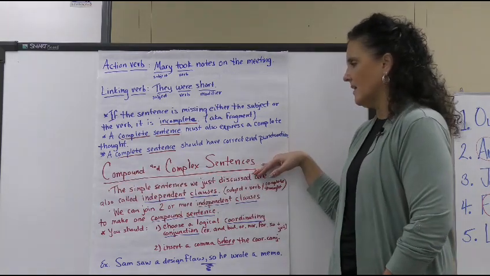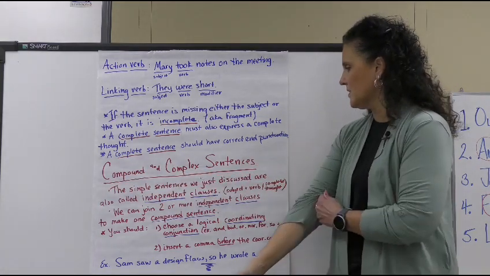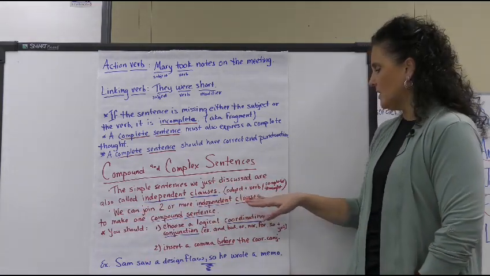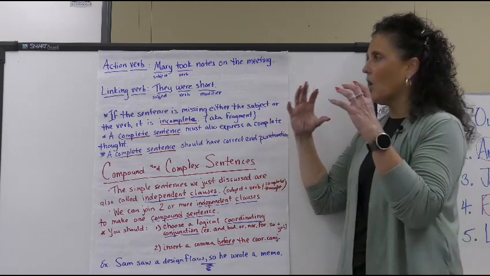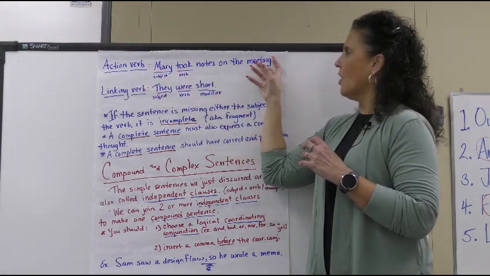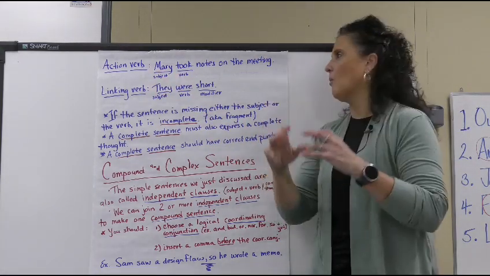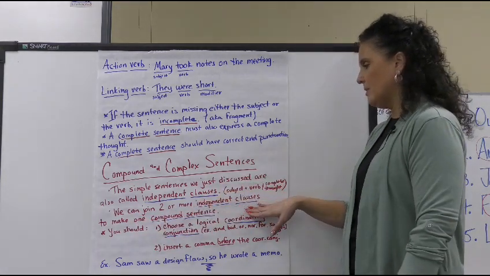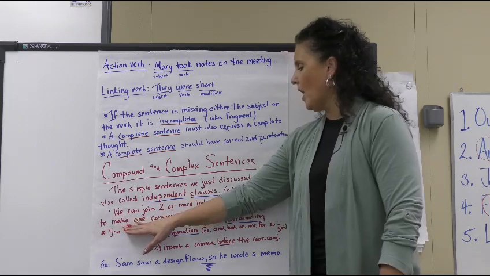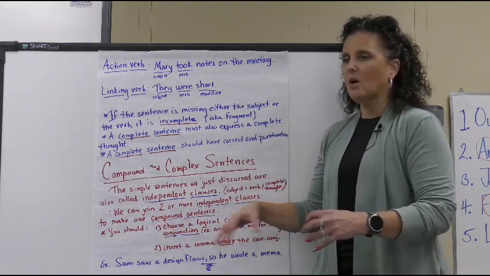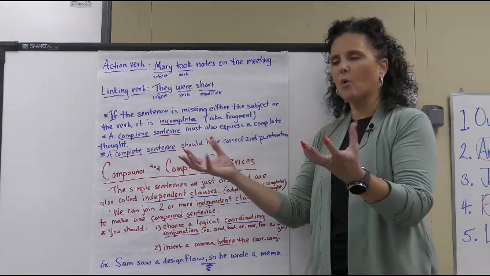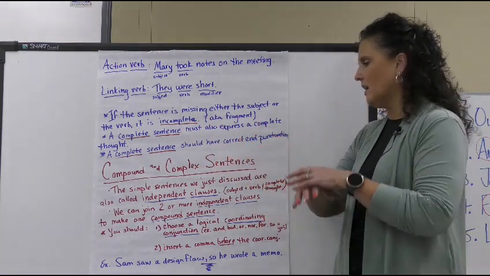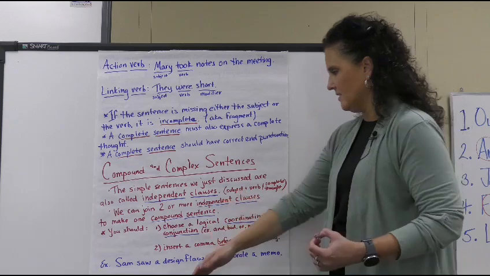Compound and complex sentences. The simple sentences we just discussed are called independent clauses. They have a subject and a verb and a complete thought. That's all together: Mary took notes on the meeting. That's all one complete thought with a subject and a verb. We can join two or more of these independent clauses to make one compound sentence. So compound would be larger, or more. We're going to join those two thoughts together, those two independent clauses, and give us one big compound sentence.